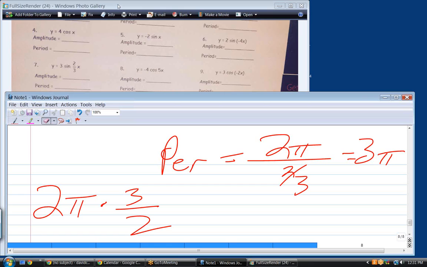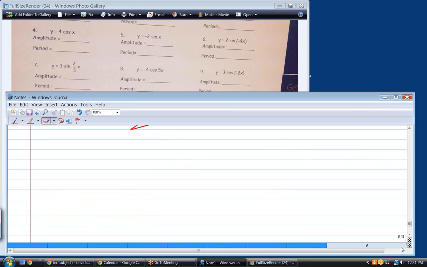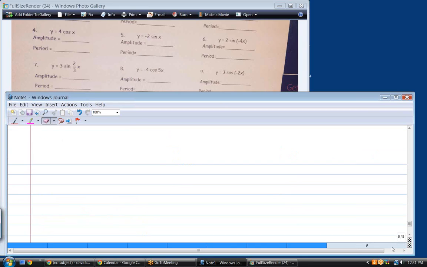Number 8, what's the amplitude? -4. Well, technically just 4. But the minus sign is a different effect. That means it's also a reflection over the x-axis. So, I don't know. They probably do want -4.